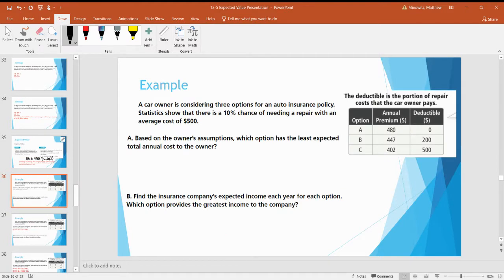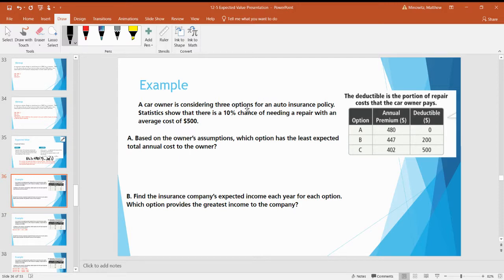A car owner is considering 3 options. We have option A and B and C. In each one, you pay a premium, and then you have a deductible. Now, the deductible is the additional cost that you have to pay for the repairs if you get in an accident. So for example, option B: I pay $447 at the beginning of the year, and then if I get into a car accident, I have to pay an extra $200. I pay the first $200 for the repairs, and then the insurance company takes care of the rest.